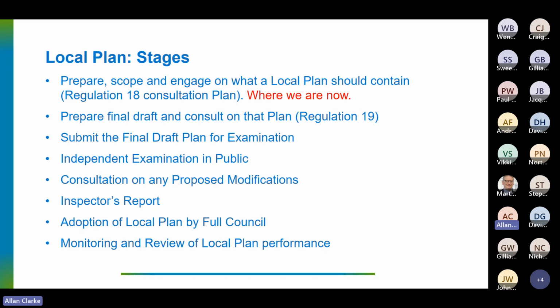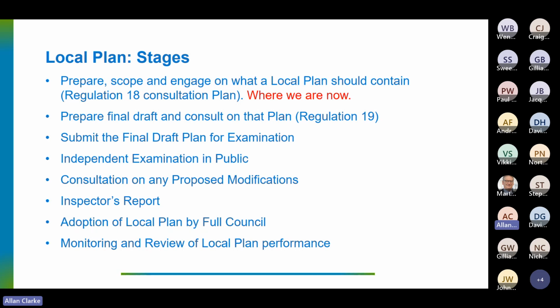Once we've finished that document and taken account of consultation responses and any new evidence that may arise, we then prepare the final draft and consult on that plan as well, and that's at what's called the Regulation 19 stage. We then, with the authority of full council, submit the final draft plan for examination. That examination takes place as an independent examination in public, and that's led by the independent inspector, as outlined earlier in the slide pack.